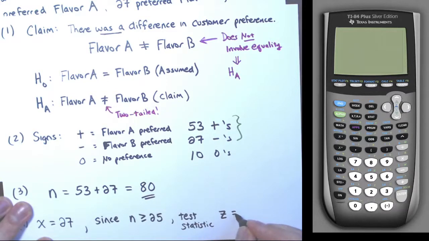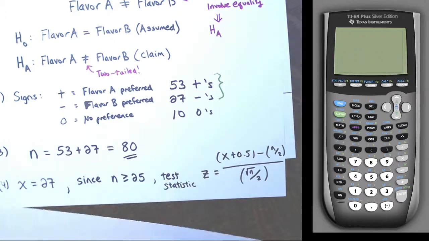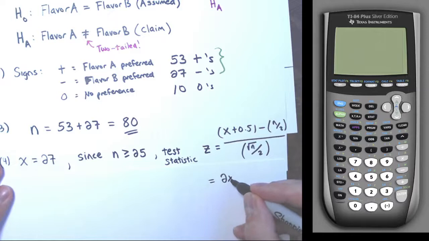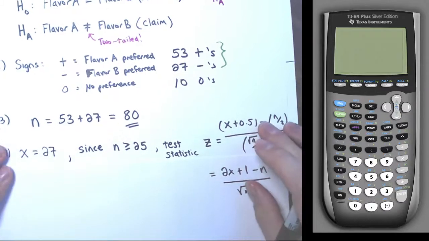Z equals, again, I'll write it out one more time here: x plus 0.5 minus n divided by 2, and then all of that divided by the square root of n divided by 2. Or, like I said, if you multiply the numerator and denominator by 2, 2x plus 1 minus n, all of that divided by the square root of n. Either one's fine. All right, so let's calculate this.